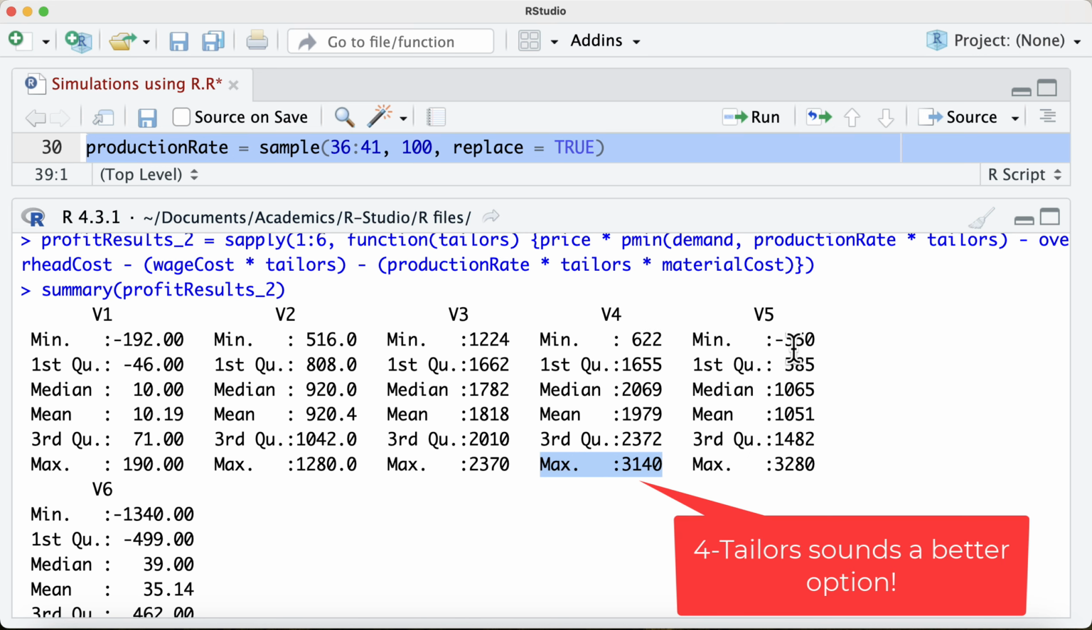In the case of the 5 tailors option, although the maximum value is quite high, the minimum value is also very low, and the mean is also low compared to the 4 tailors option. In the case of the 4 tailors option, our mean is 1979, but over here the mean is only 1051. It means that the 4 tailors option appears to be a better option.